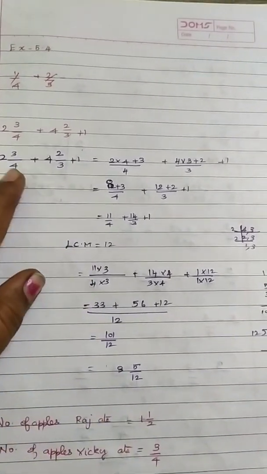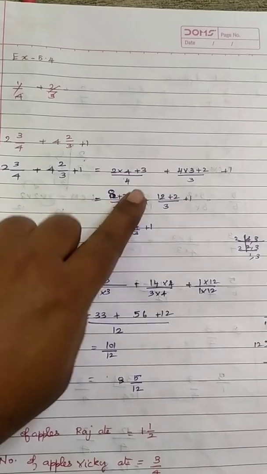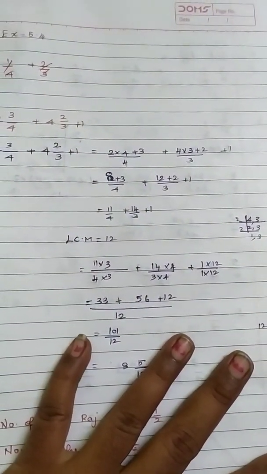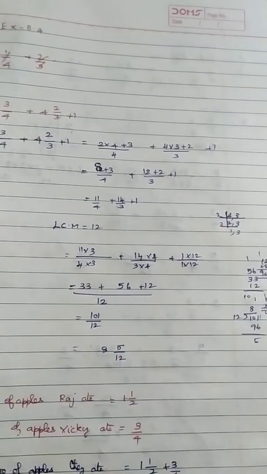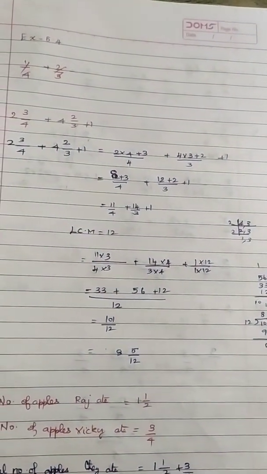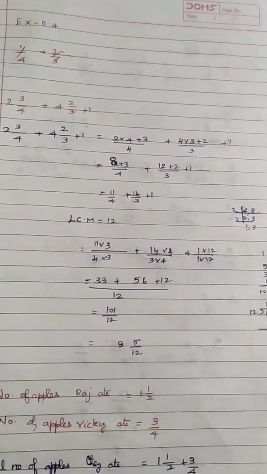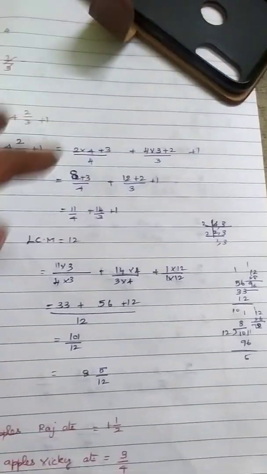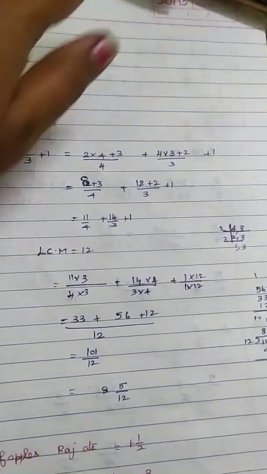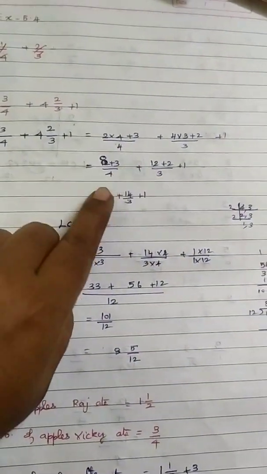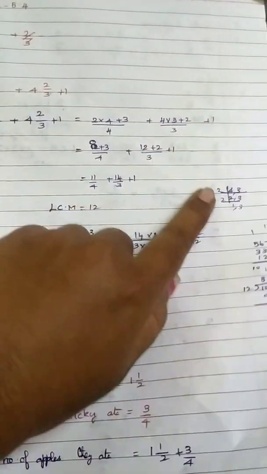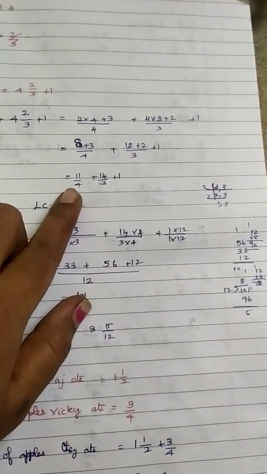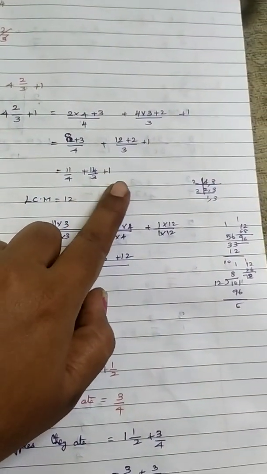So going to convert. How will you convert? 2 into 4 plus 3, next fraction as 4 into 3 plus 2, plus 1. One is a whole number with a numerator and you don't have a denominator. If you don't have a denominator, it is assumed as 1. And now 4 2s are 8, 8 plus 3 by 4, 4 3s are 12, 12 plus 2 by 3 plus 1. And now 8 plus 3 is 11, 12 plus 2 is 14 by 3 plus 1.